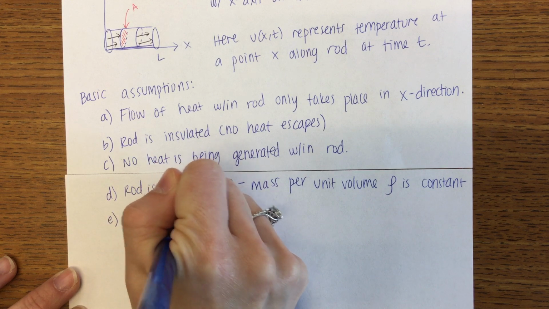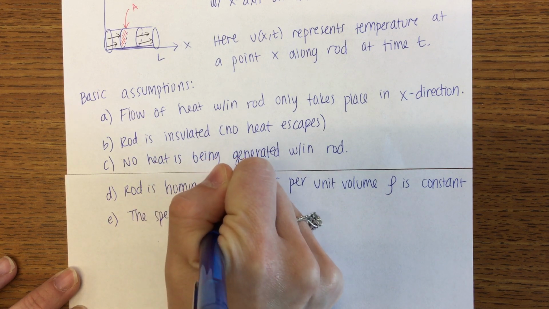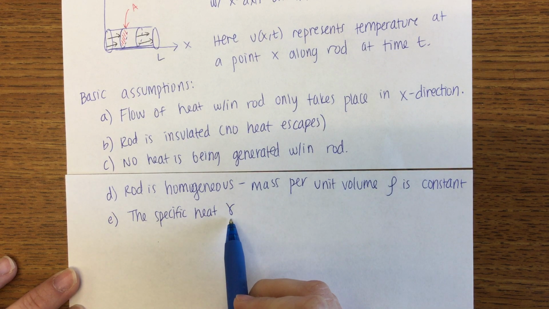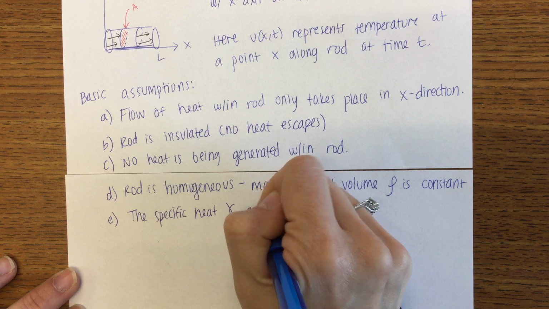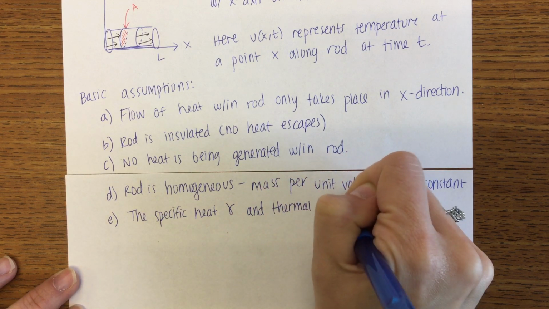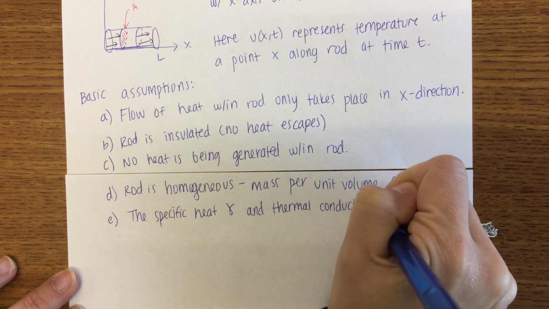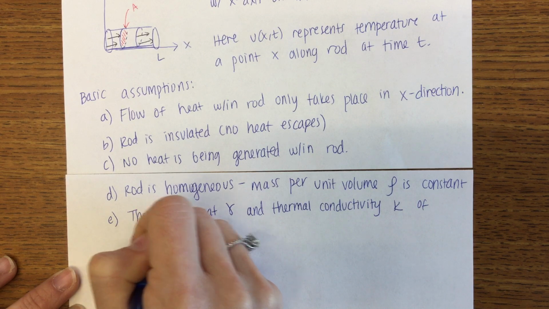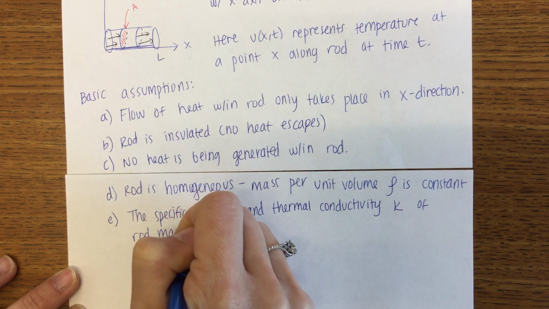The specific heat, that symbol, what's this one? Gamma. So specific heat and thermal conductivity of the rod material are constants.